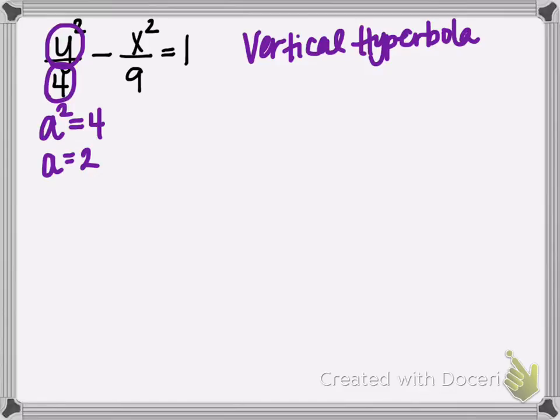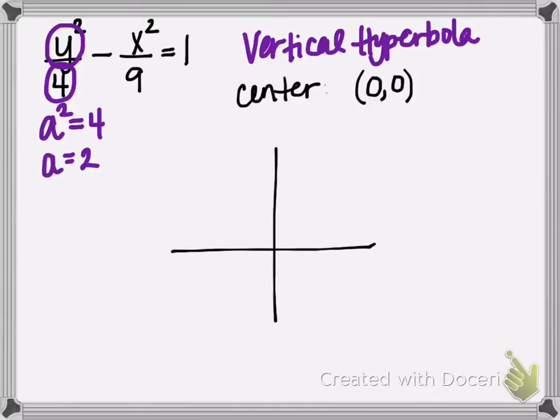All right, so now let's move on to the center. So we'll take a look at the x squared and the y squared, and if you'll notice, there's no values that are added or subtracted to the x and to the y. So that tells us that our hyperbola has not been shifted, and it has a center at 0, 0. So we can begin generating our graph.